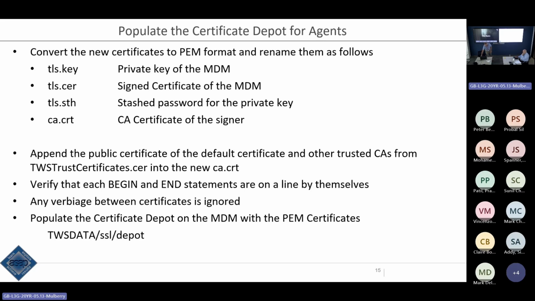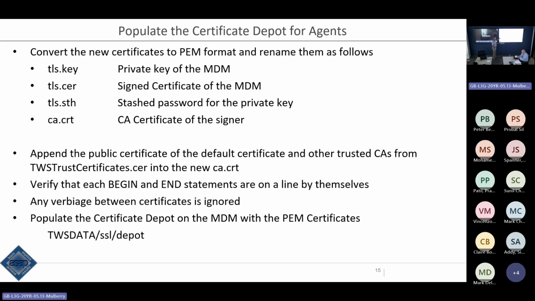The bad thing is that previously, prior to 10, the certificates were in a different format. So they do get converted to a PEM format and renamed. These are certificate names, or at least the signer and things that are in there. These are appended to your default certificates and others within the new ca.crt.